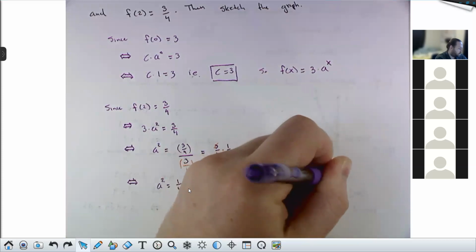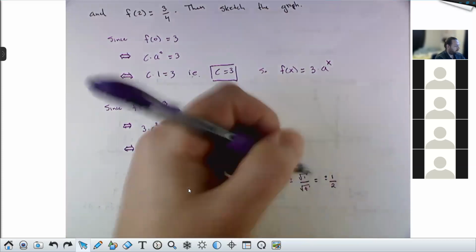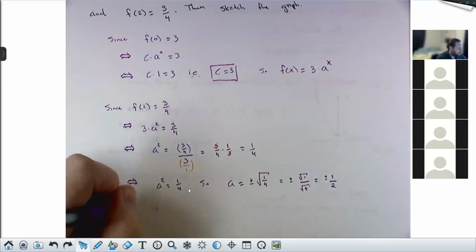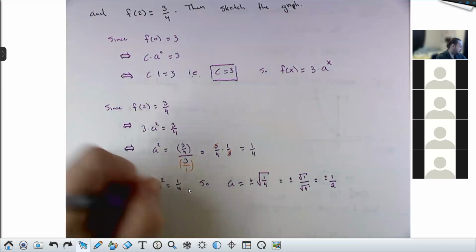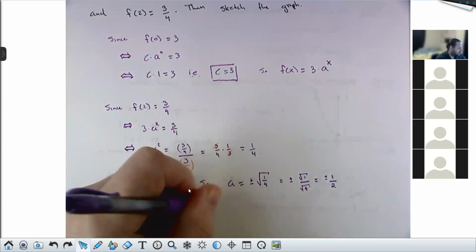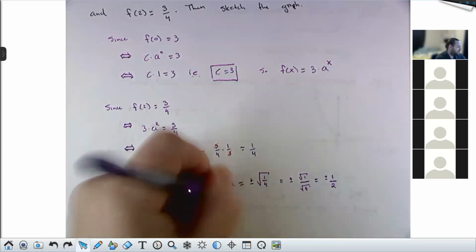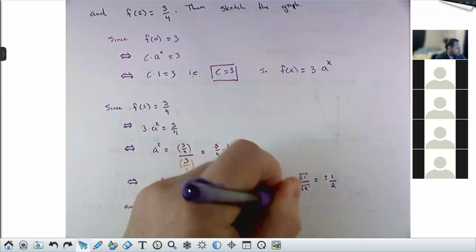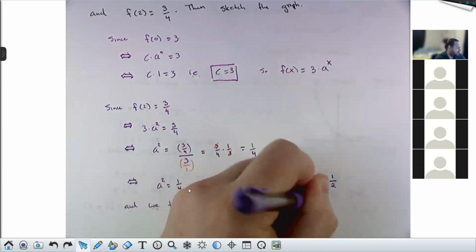The square root of 1 is 1. The square root of 4 is 2. So this is plus or minus 1/2. And if you think about it, 1/2 times 1/2, that is 1/4, right? So yeah, the square root of 1/4 should be 1/2. And it is. And again, we take the positive version, because the base of an exponential is always positive.